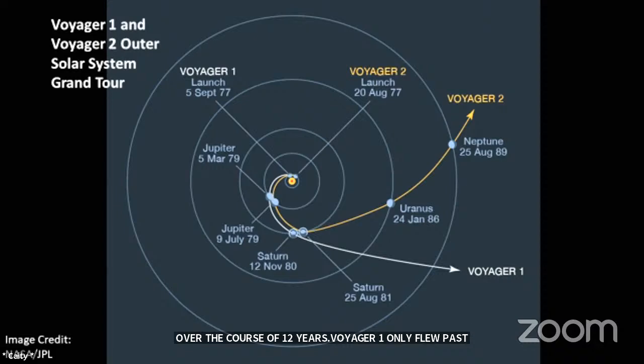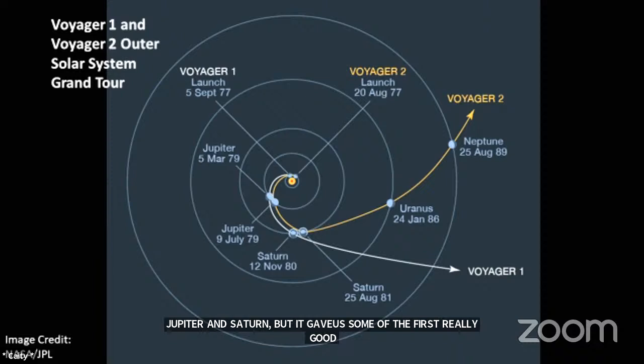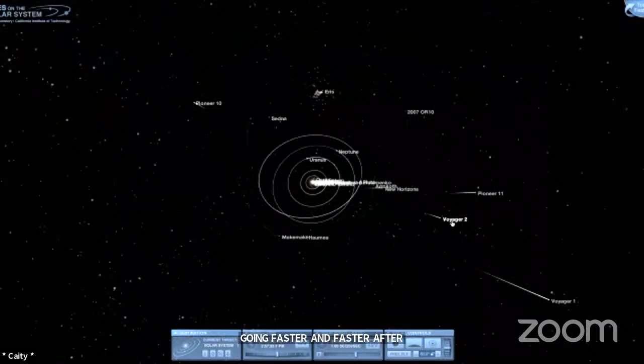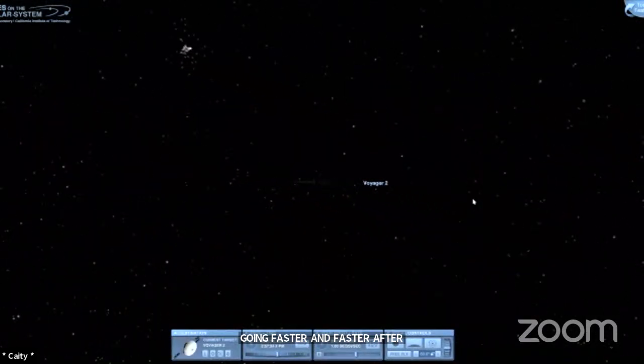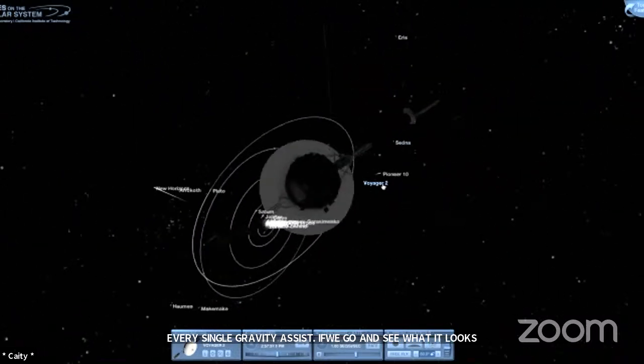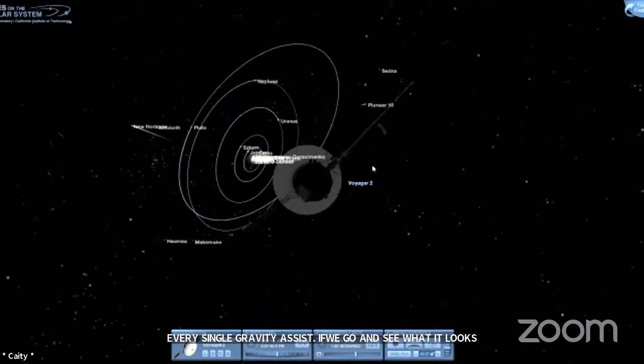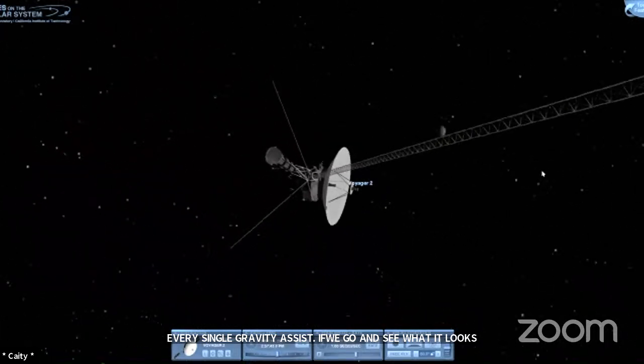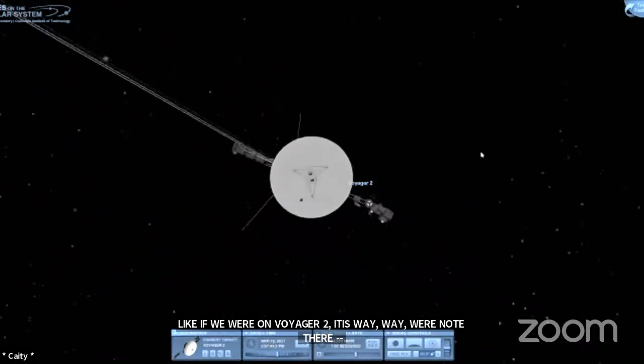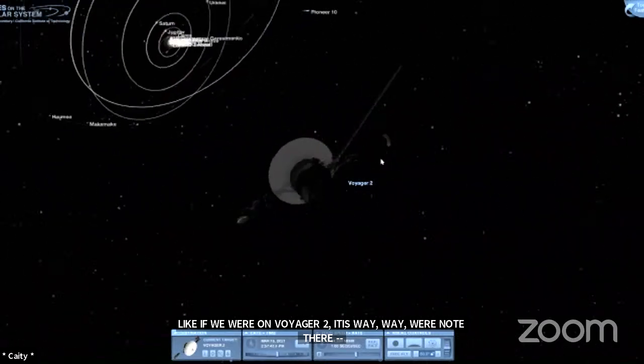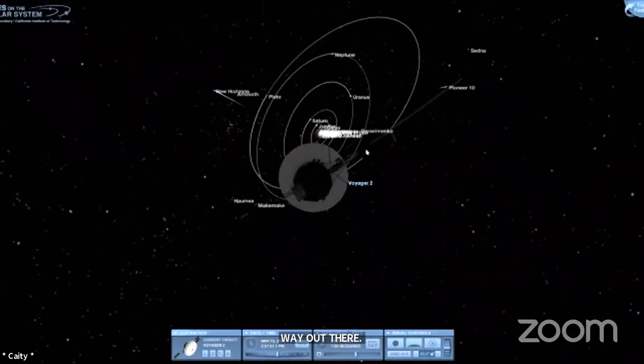They never were intended to go into orbit around anything, so nobody cared that they were going faster and faster after every single gravity assist. And that means they're on their way out of the solar system. In fact, if we look at what it looks like on Voyager 2, it's way, way out there. It is getting farther and farther from its origins every day. It's actually in interstellar space at this point. It couldn't have done that without gravity assists. It would never have made it that far.